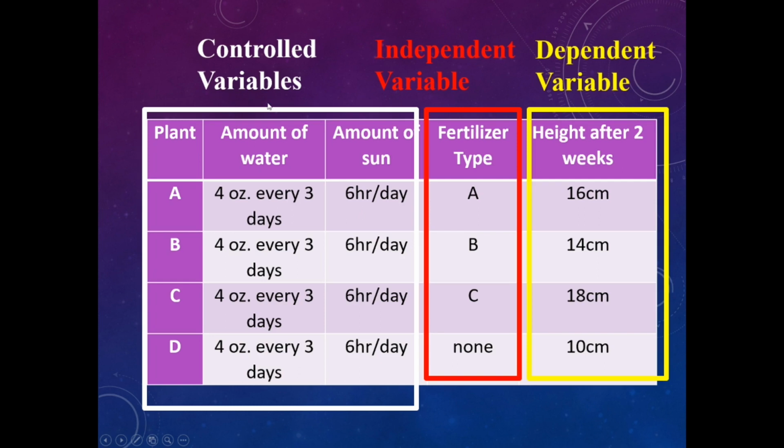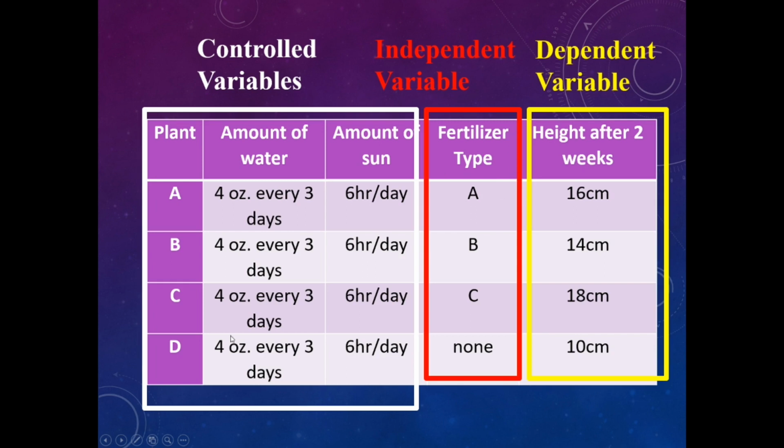But because I am in control of what's going on here, that is a controlled variable. And I am making sure that all of the controlled variables for all of the plants are the same. And so again, we're doing that because we want to make sure that we are limiting the height of the plants to being just what the fertilizer is.